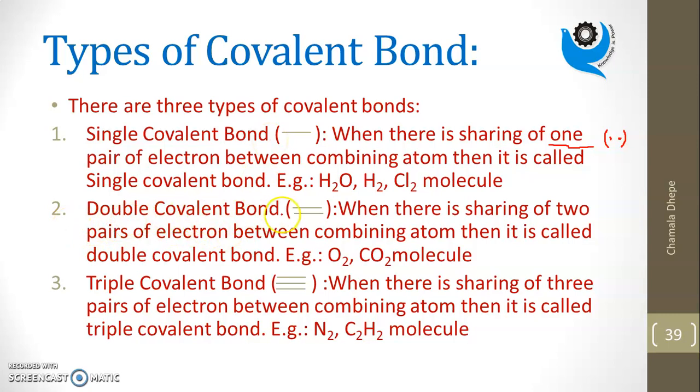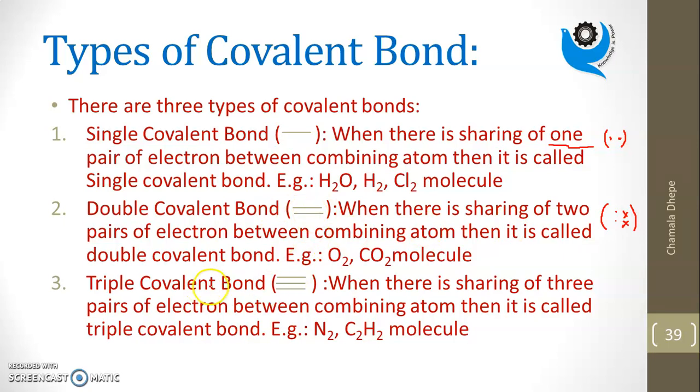Now double covalent bond. When there is a sharing of two pairs of electrons between combining atoms, then it is called the double covalent bond. You can see here, one atom is sharing its two electrons, the other atom is sharing its two electrons. Now tell me, how many pairs are shared? Two pairs are shared. In two pairs, how many electrons are there? Four electrons. One pair is of this atom and another is of this. So when there is a sharing of two pairs of electrons, a double covalent bond is formed.